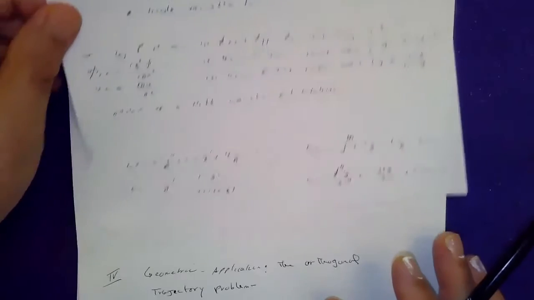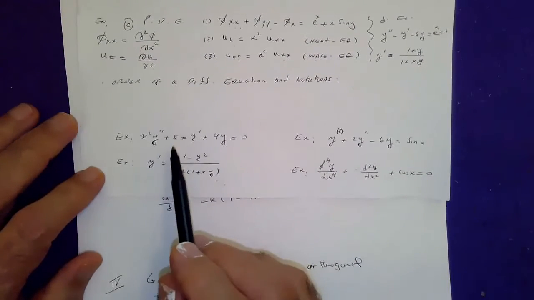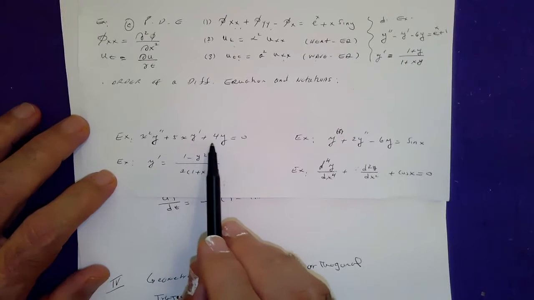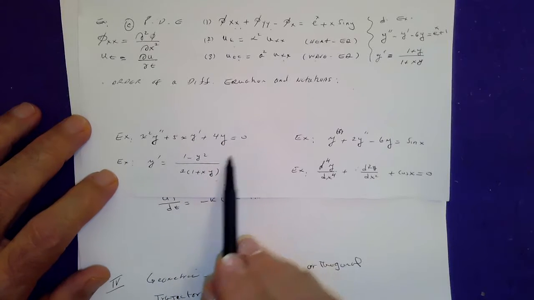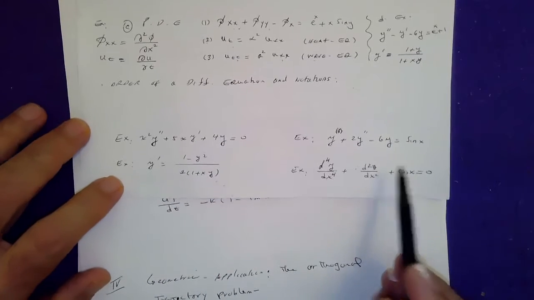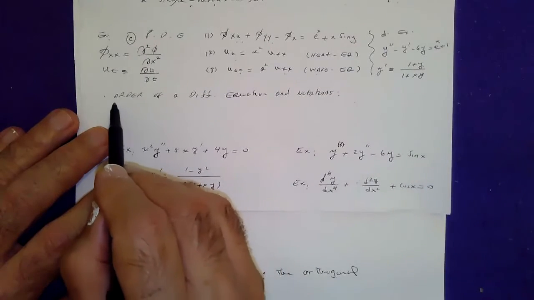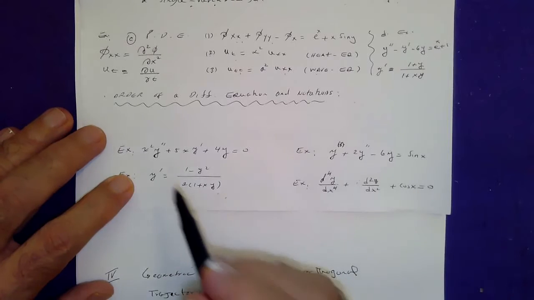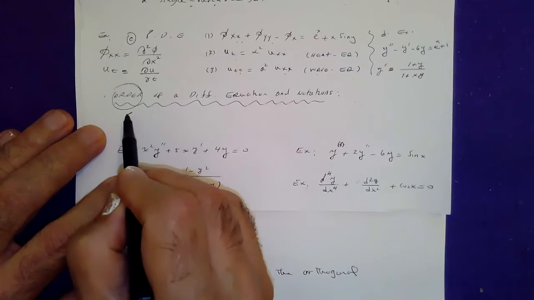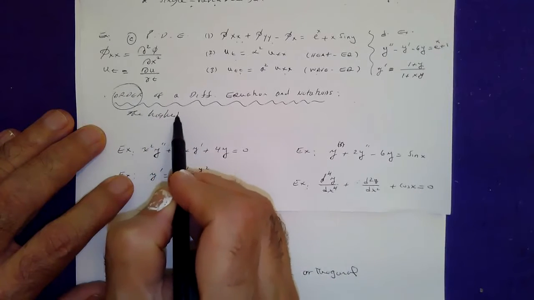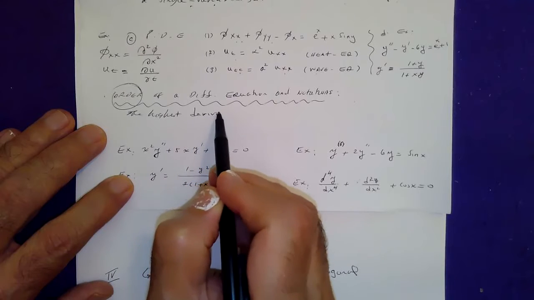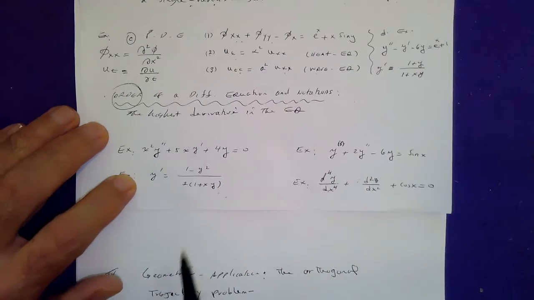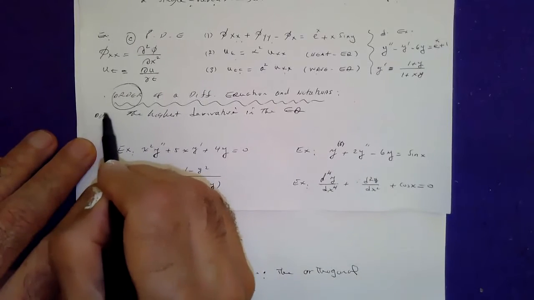Alrighty, so these are examples of ODE. This is like x squared y double prime plus 5xy prime plus 4y equals 0, and so on and so forth. The next thing we'd like to learn is what we mean by the order of a differential equation and the notation. The order of a differential equation is the highest derivative in the equation.